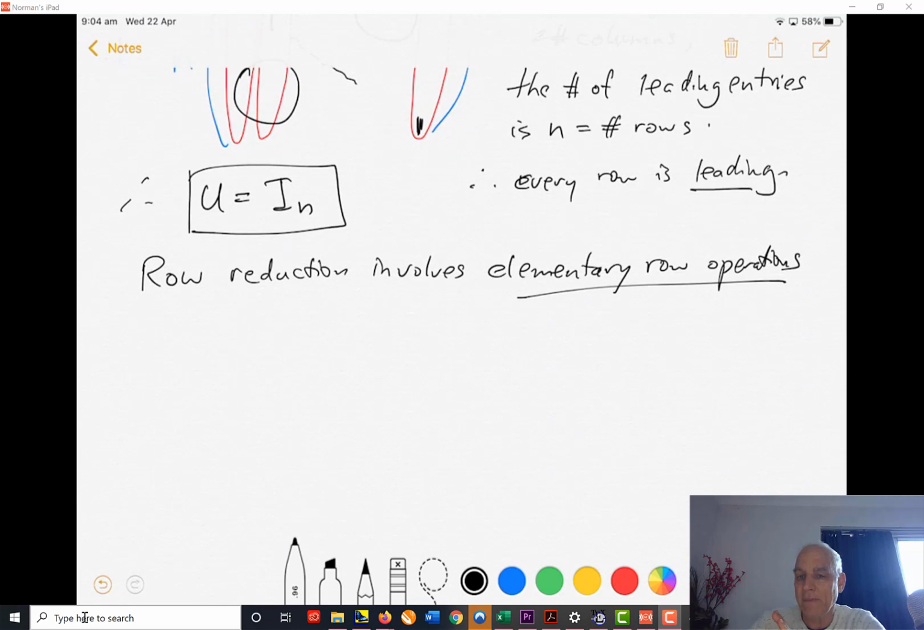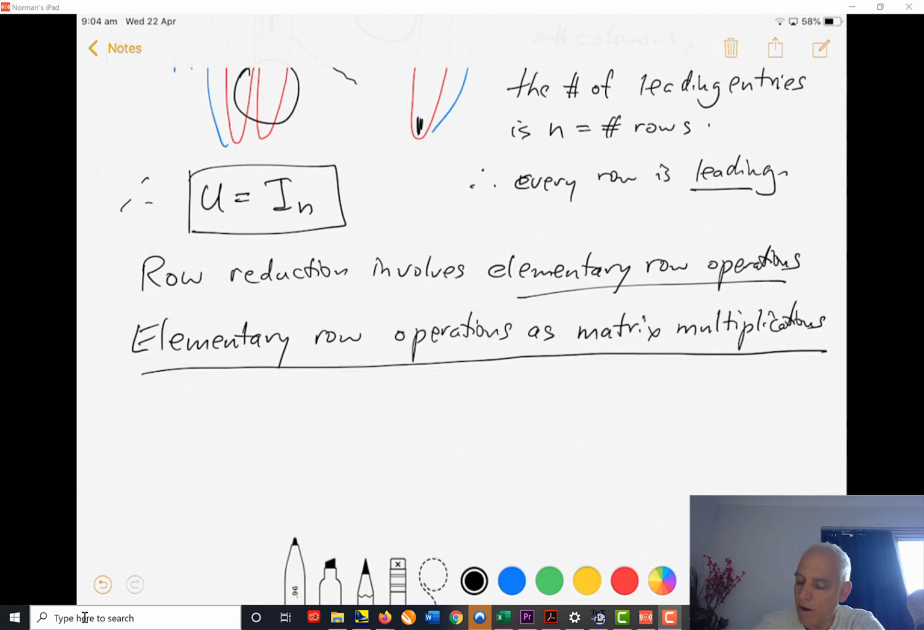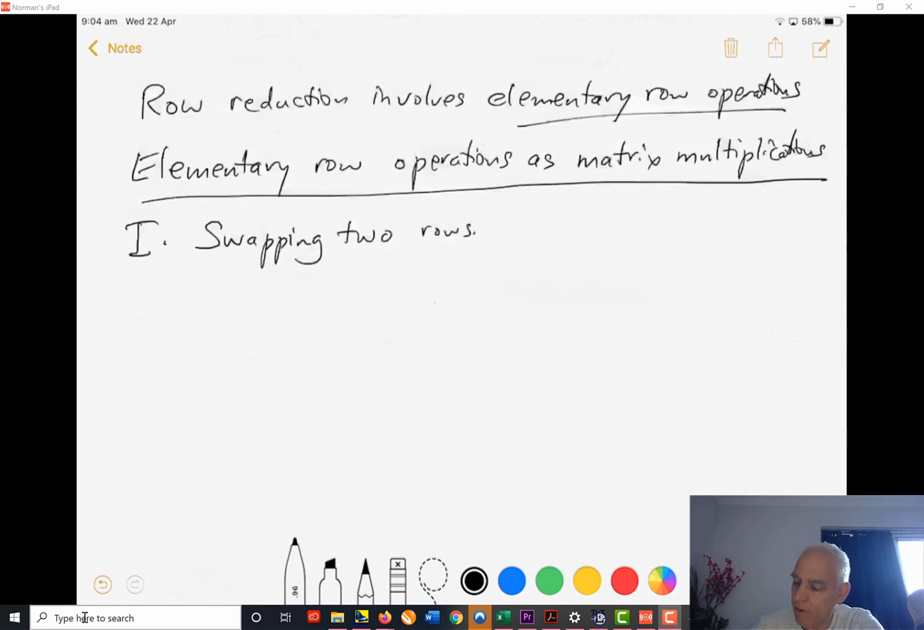We're going to look at elementary row operations as matrix multiplications. Okay, our first row operation was swapping two rows. So let me illustrate it by an example, which is a little bit clearer.